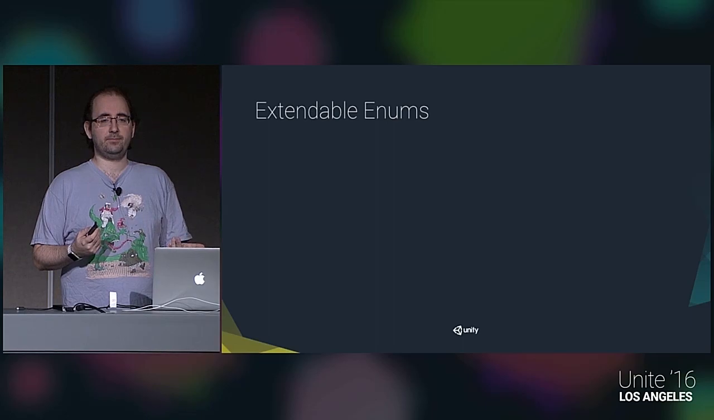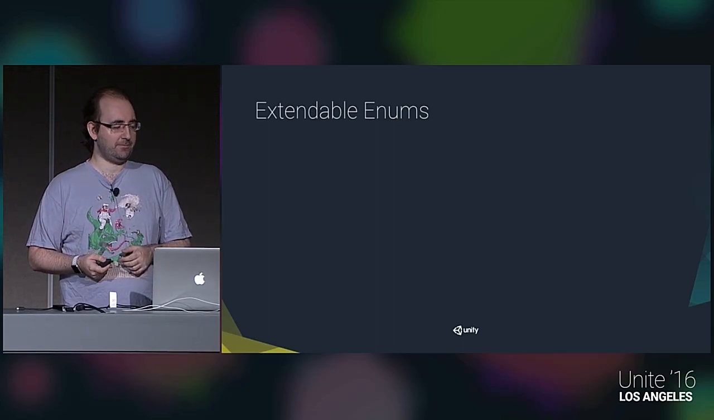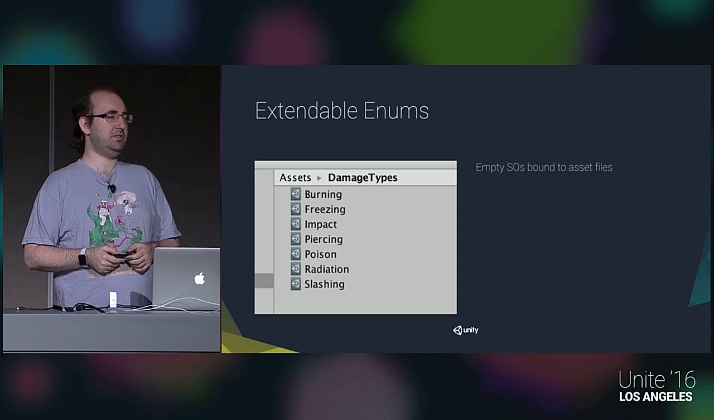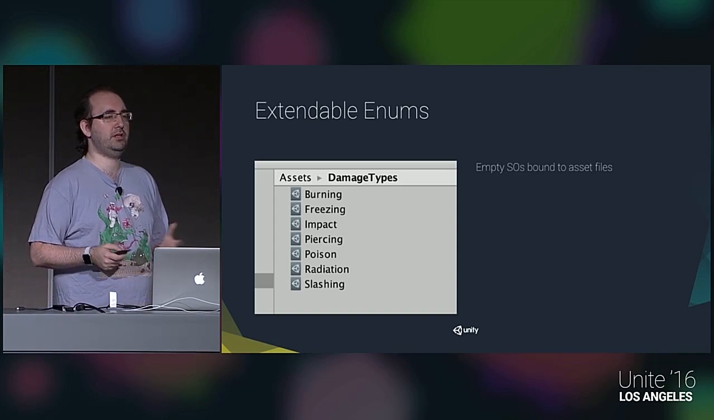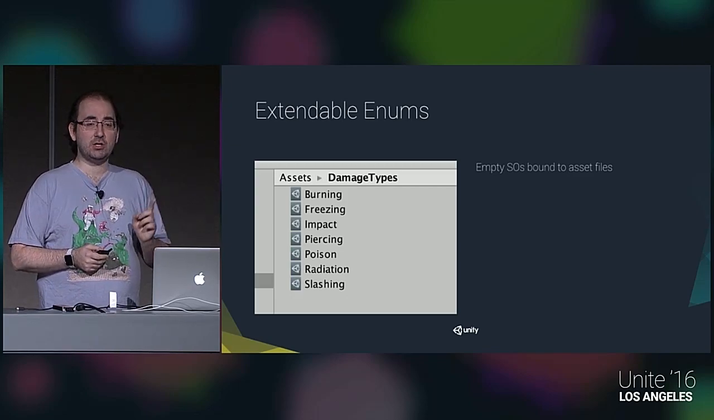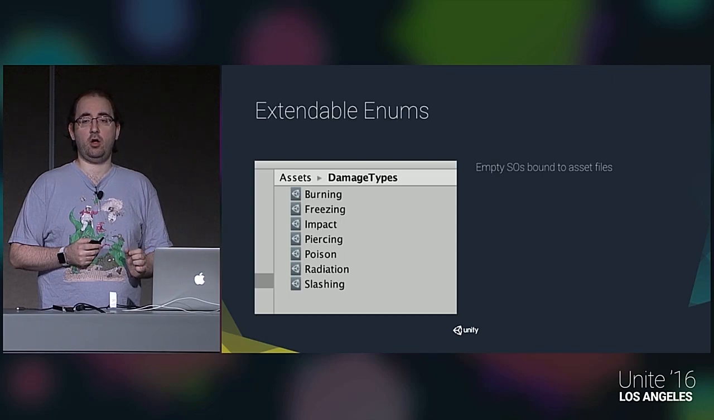So the next pattern, the one that I quite like, because it's sort of counterintuitive, is to have empty scriptable objects that you bind to asset files. And you might think, well, what's the point of an empty object? What can you do with an empty object? You can't store any data in that. What you can do with an empty object is you can compare it. You can test equality on an empty object.